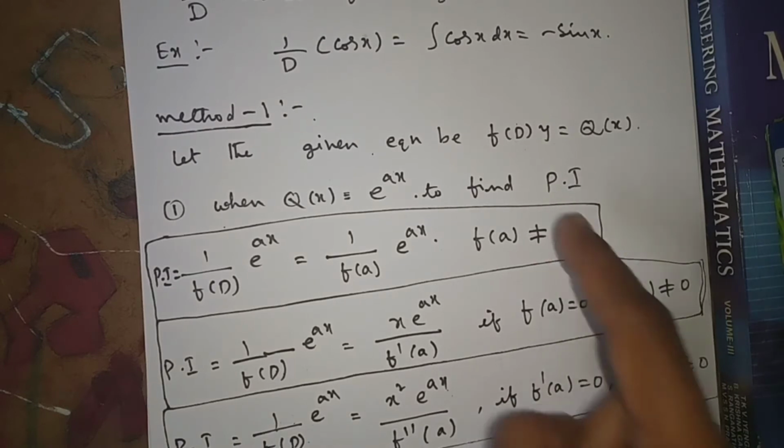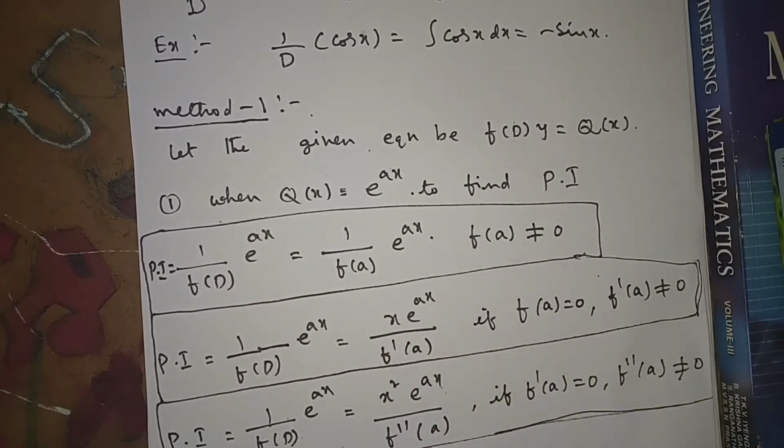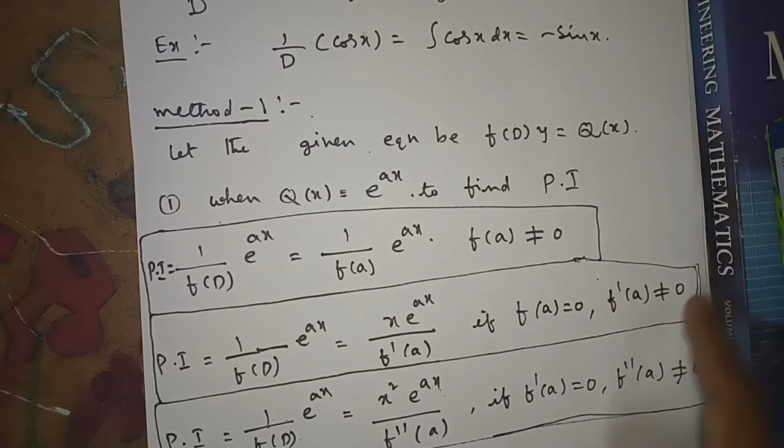If the denominator is 0 after substituting D is equal to a, sometimes we are getting the denominator value as 0. At that time what we have to do? We have to differentiate f of D. Whatever f of D is there, that one you have to differentiate, and then after differentiation you substitute D is equal to a. What is the meaning of f dash of a? You have to differentiate f of D, and then you have to substitute D is equal to a. At that time if f dash of a is not equal to 0, then it will become the answer.